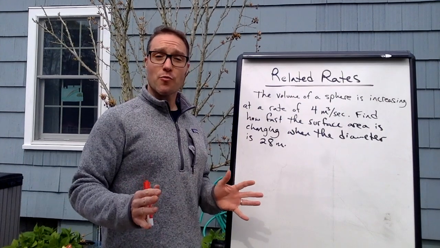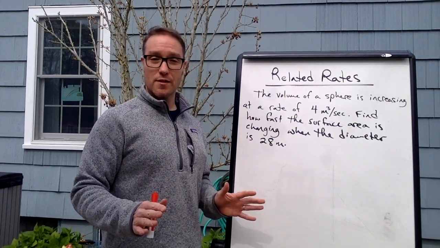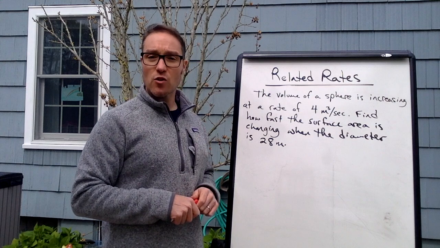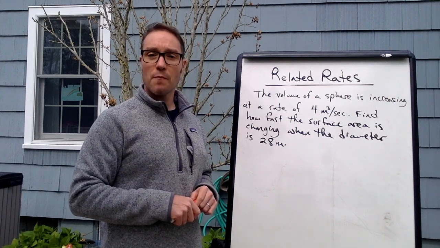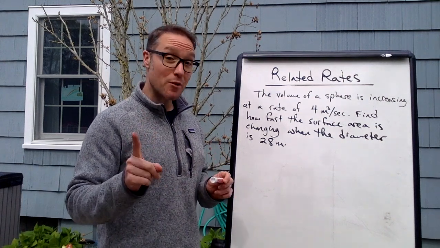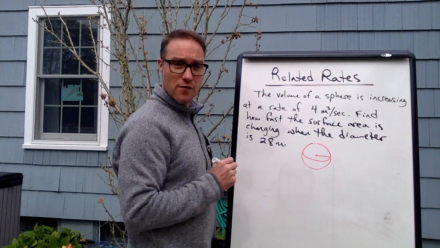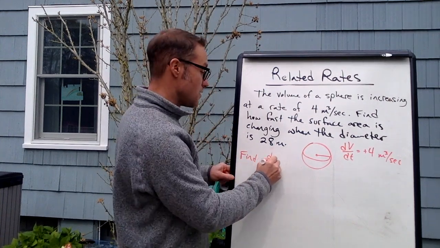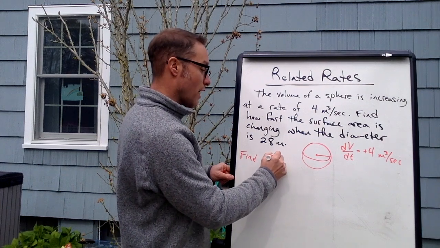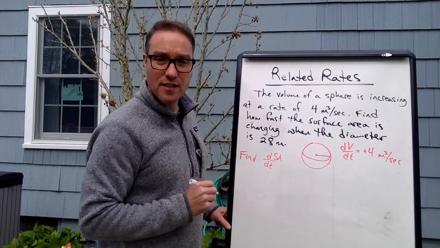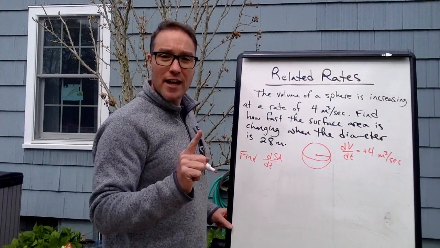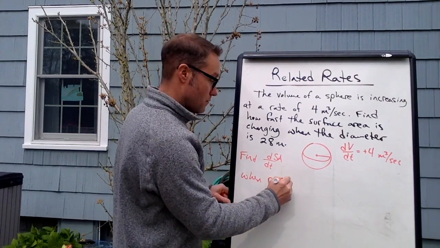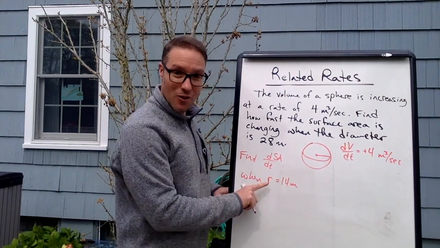All right, so here's another problem, and this one involves two formulas this time. The volume of a sphere is increasing at a rate of 4 meters cubed per second. I'm going to stop and draw a sphere. Okay, there's my drawing of a sphere. Find how fast, that's a rate, d/dt, the surface area, I'm going to call that SA, dSA, when the diameter is 28 meters.